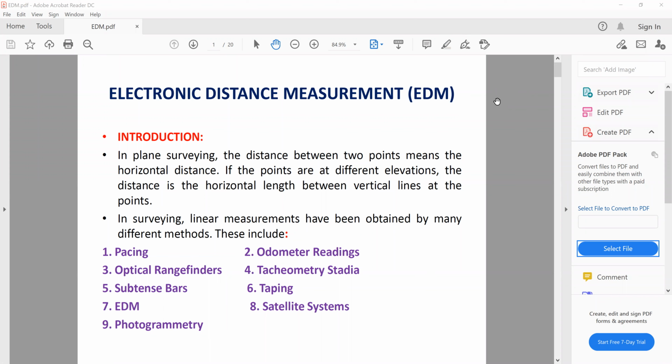Assalamu alaikum, everyone. So we're going to begin with our first topic in the next semester, which is called EDM or electronic distance measurement.